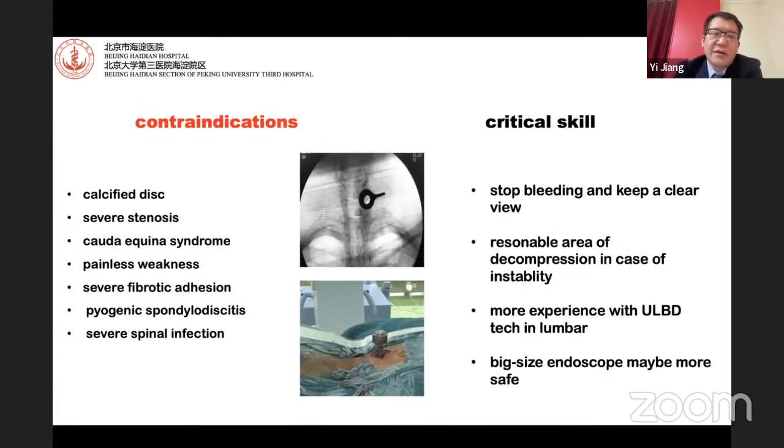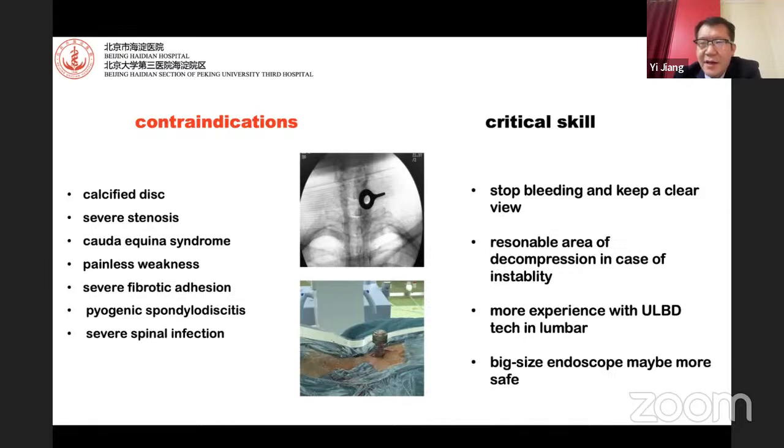So posterior decompression by endoscopy has its contraindications, such as calcified disc, cervical stenosis, myelopathy, painless weakness, cervical fibrous adhesion, and pyogenic spondylodiscitis or severe spinal infection.